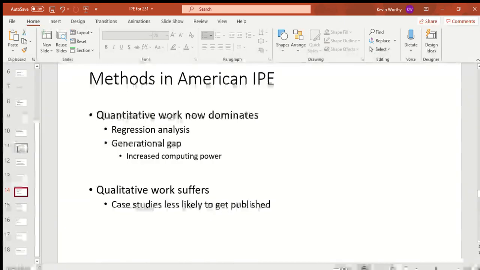So you have a generational gap in IPE scholars where older IPE scholars are less likely to use quantitative measures, and younger IPE scholars are much more likely. And it's because of the computer, right? It's very easy to do it. You're going to get clear answers, right? Qualitative work is now harder than quantitative work because regression analysis is so easy with our modern computers and a lot of the software that we've created to make regression easier.